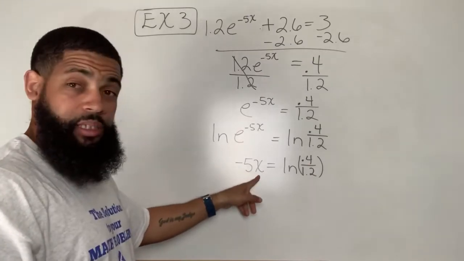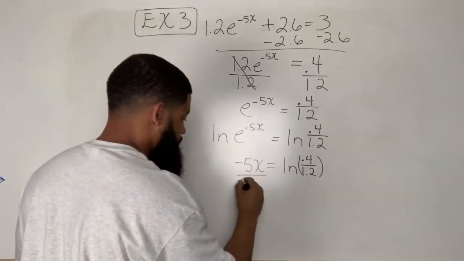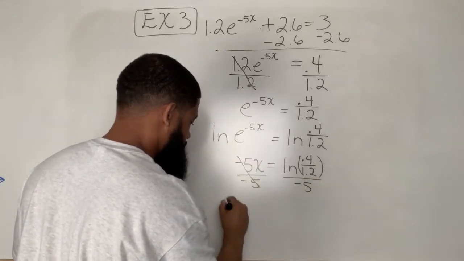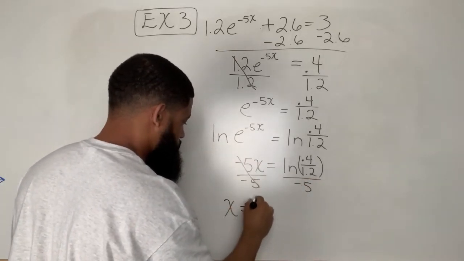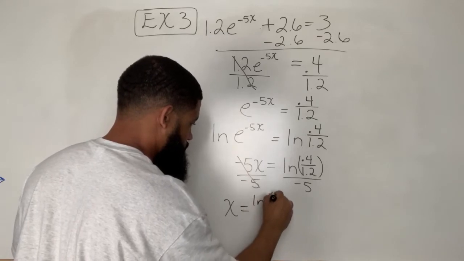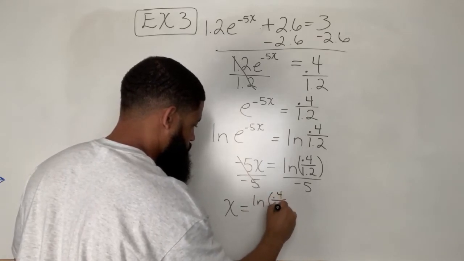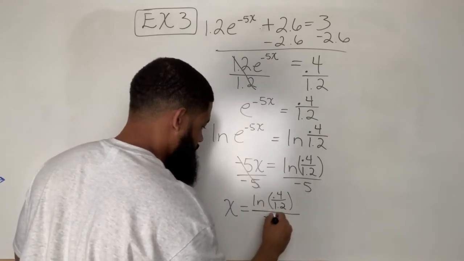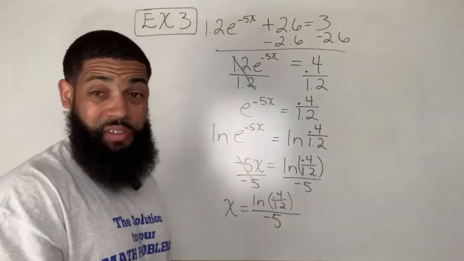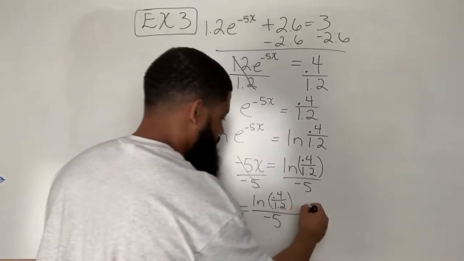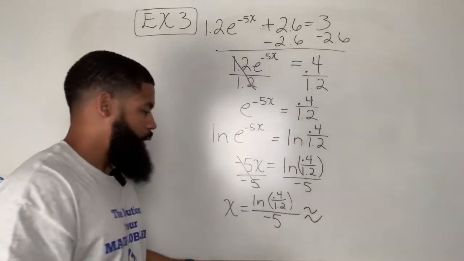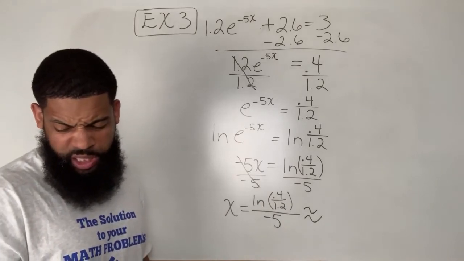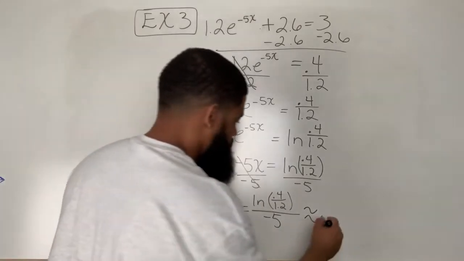In order to get x by itself, I need to divide by negative 5 on both sides. Those cancel. So x is equal to the natural log of 0.4 divided by 1.2, and divided by negative 5. Now, this value is actually a negative value. When I put that into my calculator, it's going to give me an approximation, which is 0.220.